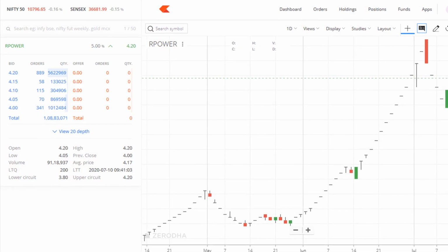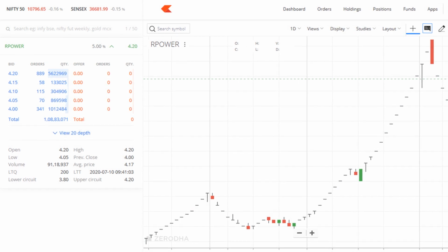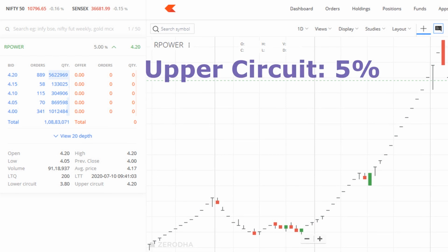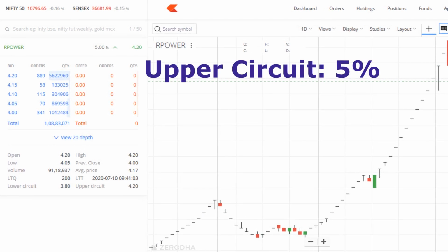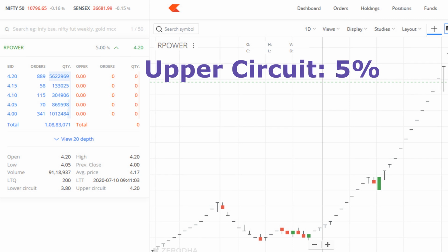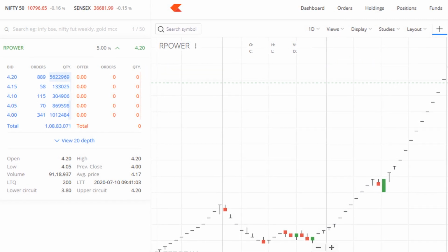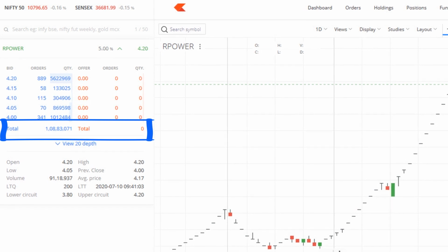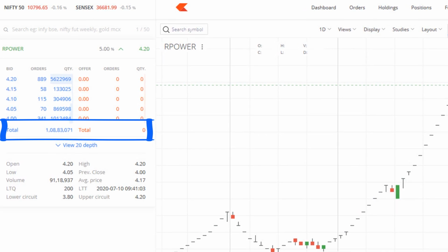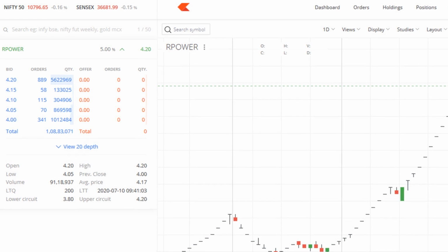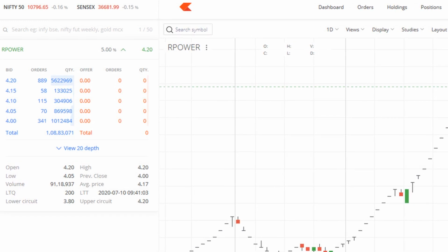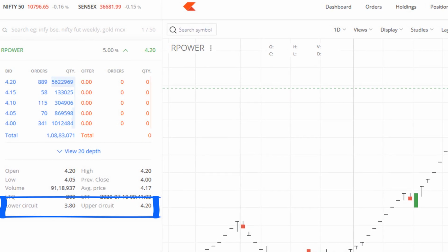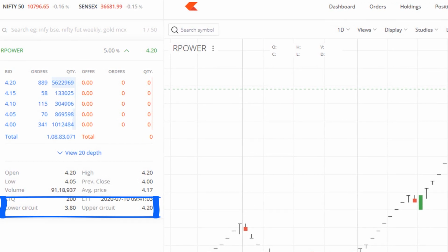On the screen, you can see the market depth of the stock Reliance Power in the market. Note that the stock has hit the upper circuit of 5%. Observe that there are more than 1000 buy orders while 0 sell orders. The buy order quantity is 1,08,83,071. The recent traded quantity was only 200 at the high price of the price band. Also note the day's upper circuit limit 4.2 and lower circuit limit 3.8 displayed.